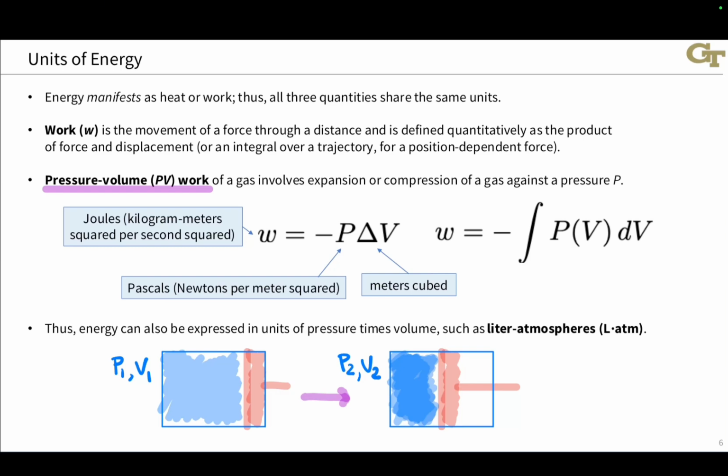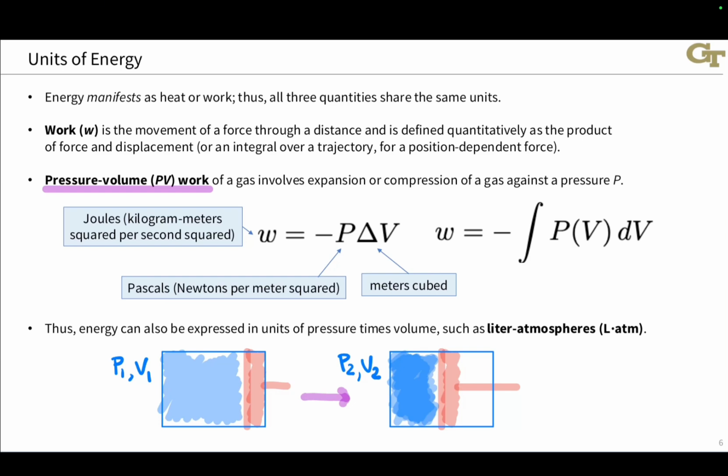Another thing this teaches us is that work can be expressed in units of a pressure times a volume. This can be done, for example, by multiplying 1 atmosphere times 1 liter. 1 liter atmosphere is a unit of work corresponding to the work required to compress a gas by 1 liter against a constant pressure of 1 atmosphere.